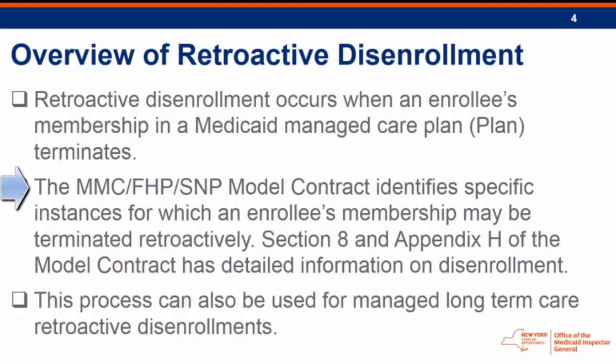The Medicaid Managed Care Family Health Plus Special Needs Plan Model Contract identifies specific instances for which an enrollee's membership may be terminated retroactively. Section 8 and Appendix H of the Model Contract has detailed information on disenrollment. This process can also be used for managed long-term care retroactive disenrollments.